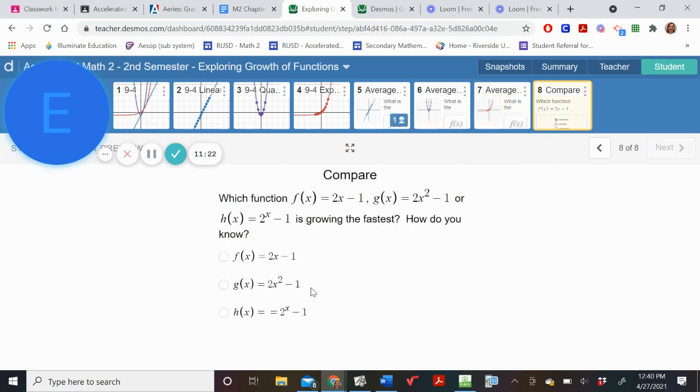And last, who's going to win the race overall? And how do you know? I would suggest you go beyond the points in the table to make this decision.